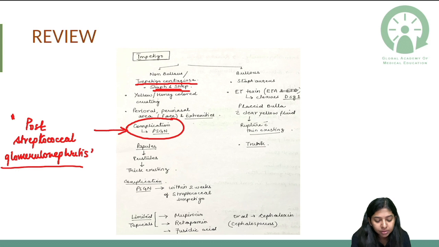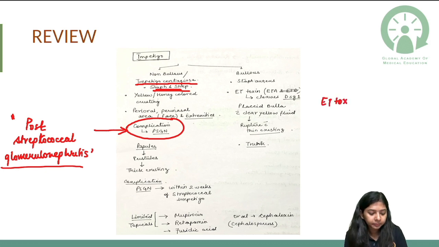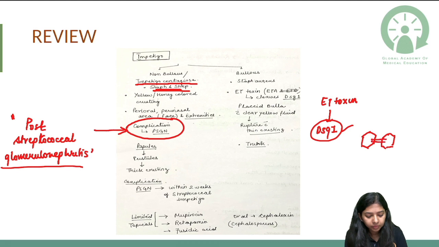Bullous impetigo is caused by staph aureus. The exfoliative toxin, ET toxin, will cleave desmoglein 1. Now what happens is, when desmoglein 1 is cleaved, there is presence of round cells and the space is occupied by fluid, right? So you get flaccid bulla because it's subcorneal. Flaccid bulla.